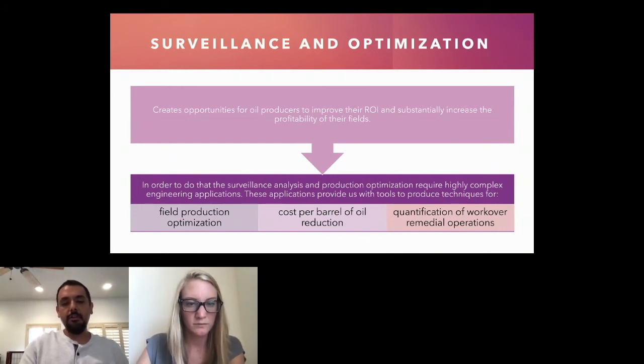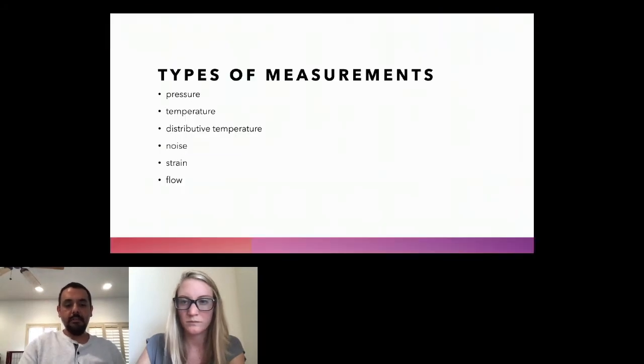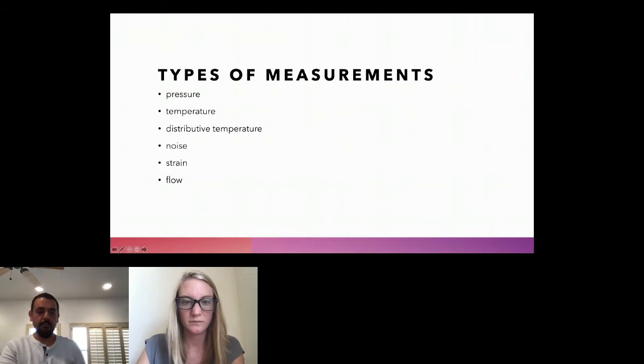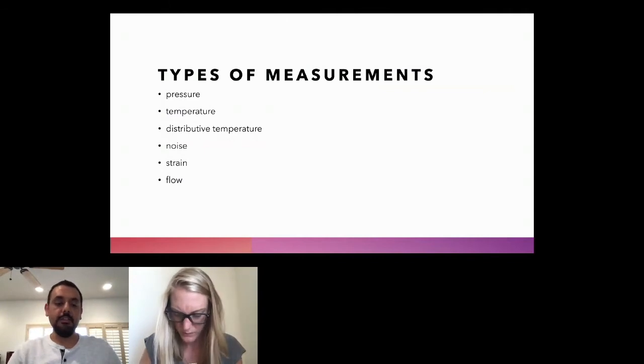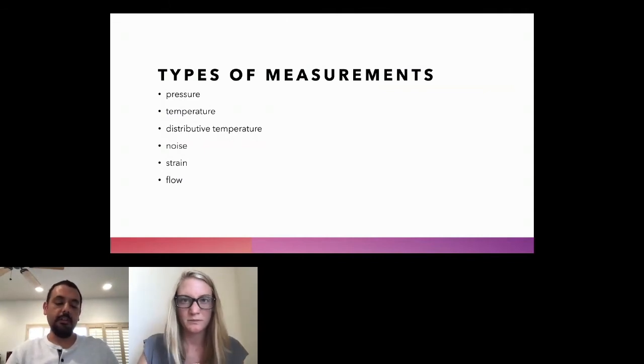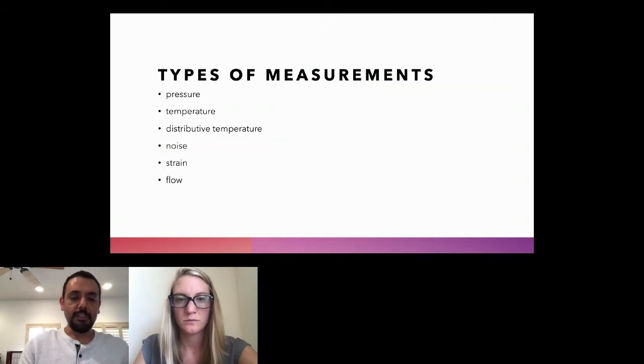And in order to do that, we need to come up with strategies. So some of the things that we're going to cover today are the types of measurements that are used in the temporal data. Pressure is really important, and temperature, and we are going to talk about flowing bottom hole pressure.